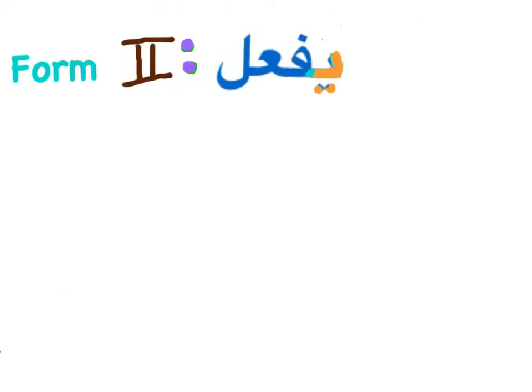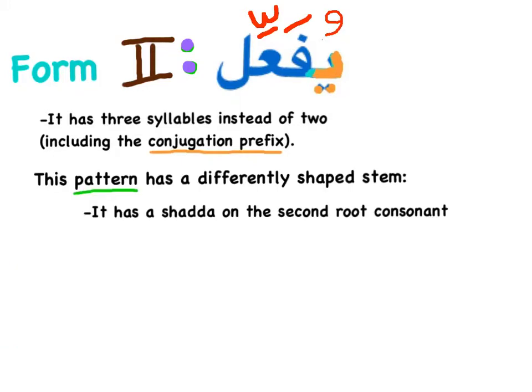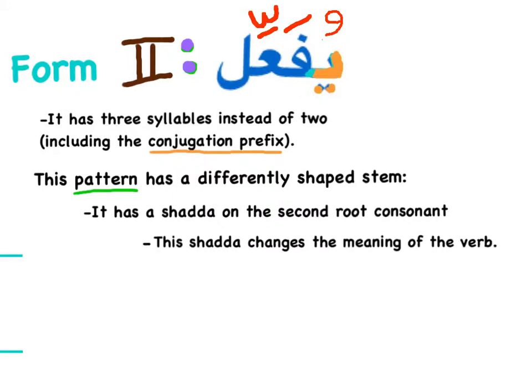Form 2. يفعل. This form has 3 syllables instead of 2, including the conjugating prefix. It has a shadda on the second root consonant, and this shadda changes the meaning of the verb.